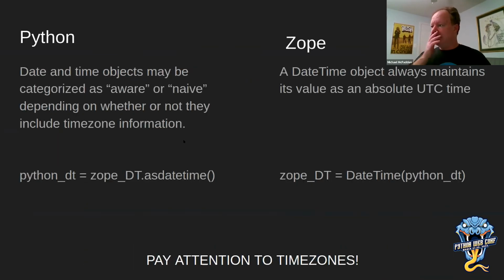So basically what's going on here is that Zope really thought time zones were important. It seems like Python people didn't. So that's really what happened. I guess it was a usability thing, like, hey, I don't really want to force my users to do time zones.